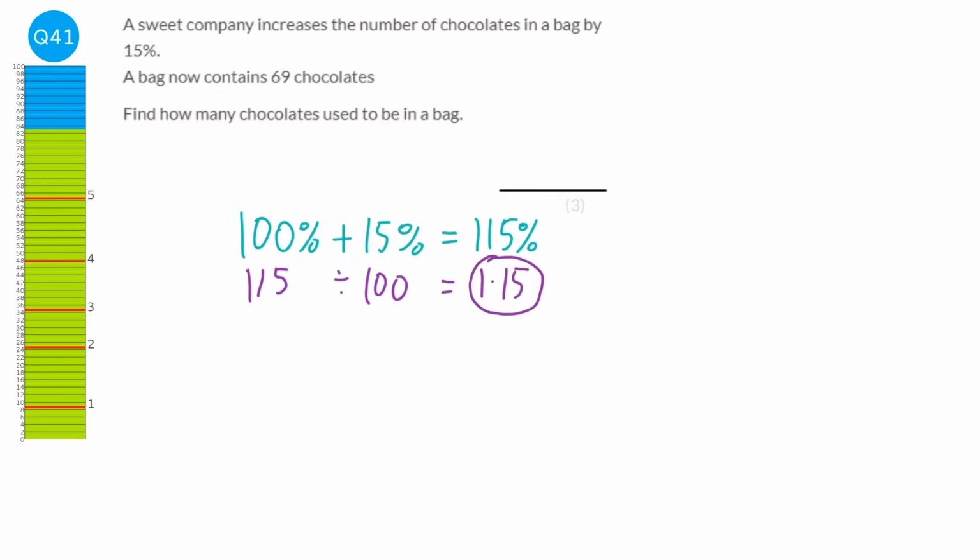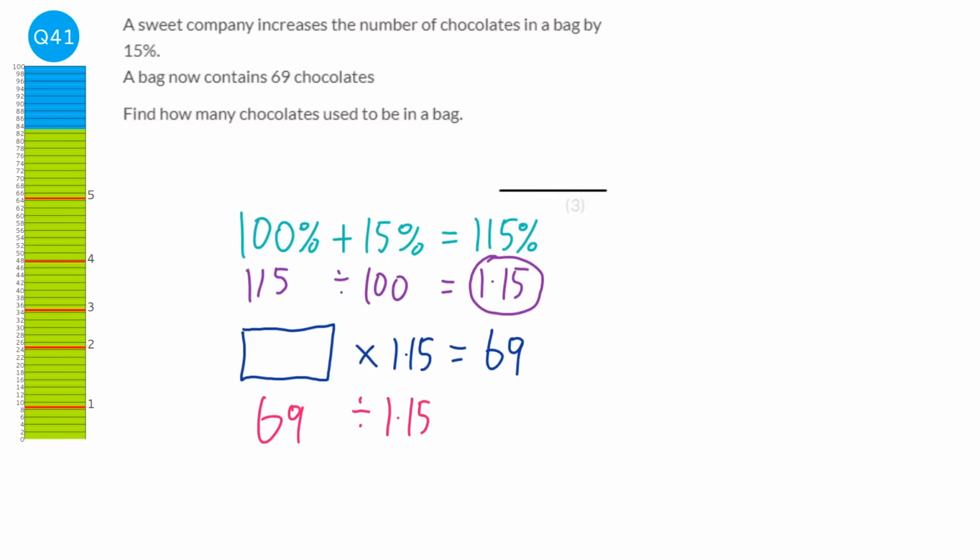Now, they used that multiplier on the original amount, and they times it by 1.15, and they got the answer of 69. But if we're working the other way, we get that 69 and we divide it by the multiplier. So if we want to work out what the original number was, we divide it by the multiplier, and that gives us 60. So the answer will be 60.